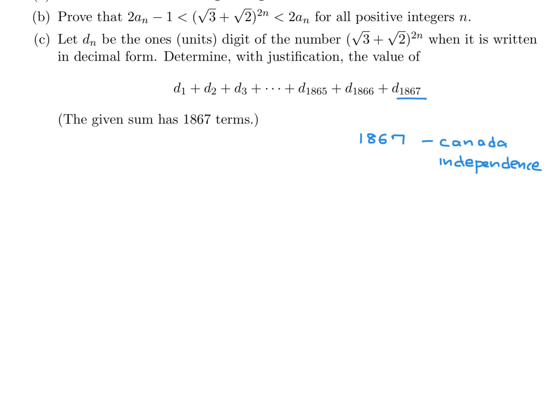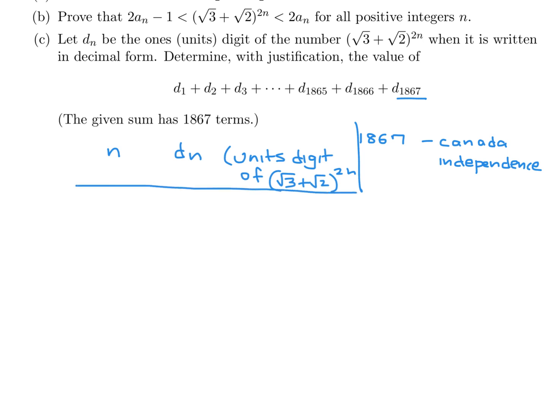Okay, so how do we do this question? I think this will involve some extrapolation because I think we're going to have to look for a pattern here, because otherwise I don't see how. So we're going to make a little list here. We have n, and then we have dn, and in particular, what is dn? It's the units digit of root 3 plus root 2 all to the 2n.